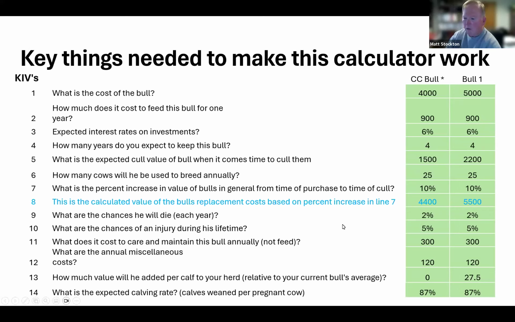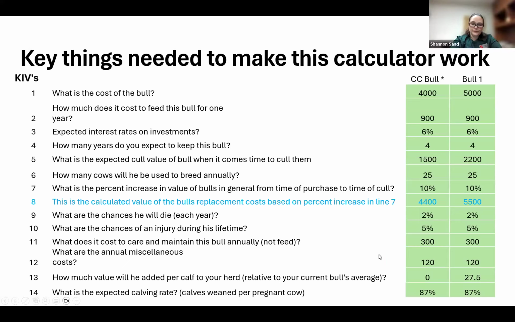What are the chances he will die? I don't know how to tell you this, but bulls sometimes die. I've never seen one die, but it could happen. So I put 2% because I think that's what USDA calculates for most beef cattle. Now that may be a little high for you, and if it is, put a lower number. But remember, it needs to be realistic for what you think. Not what I think, what you think.